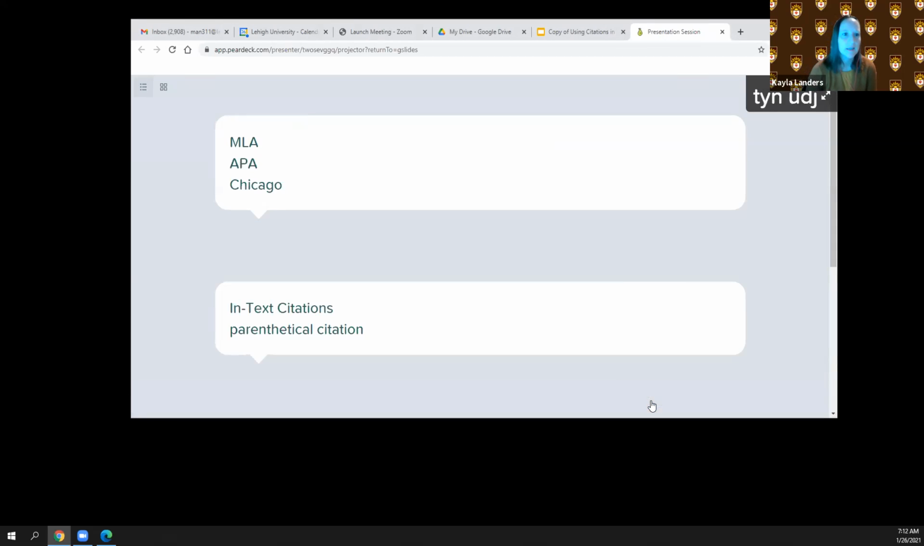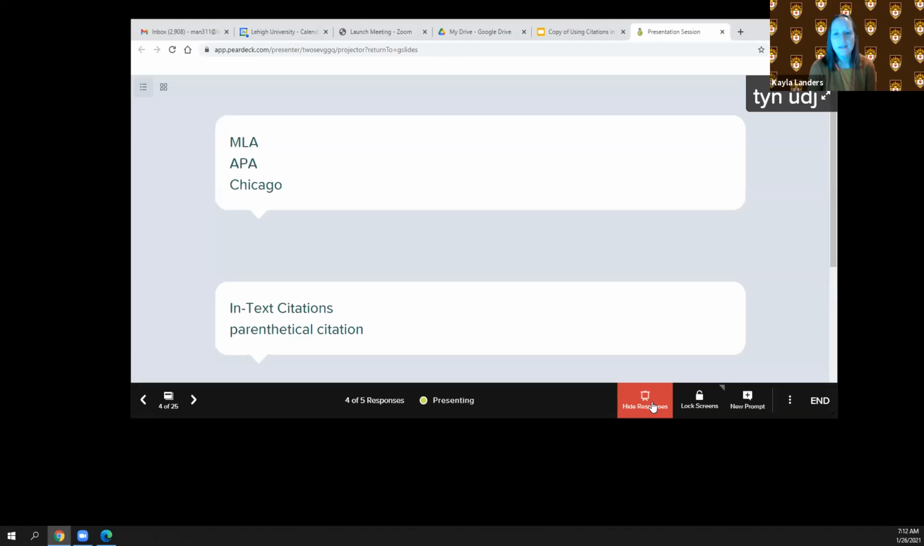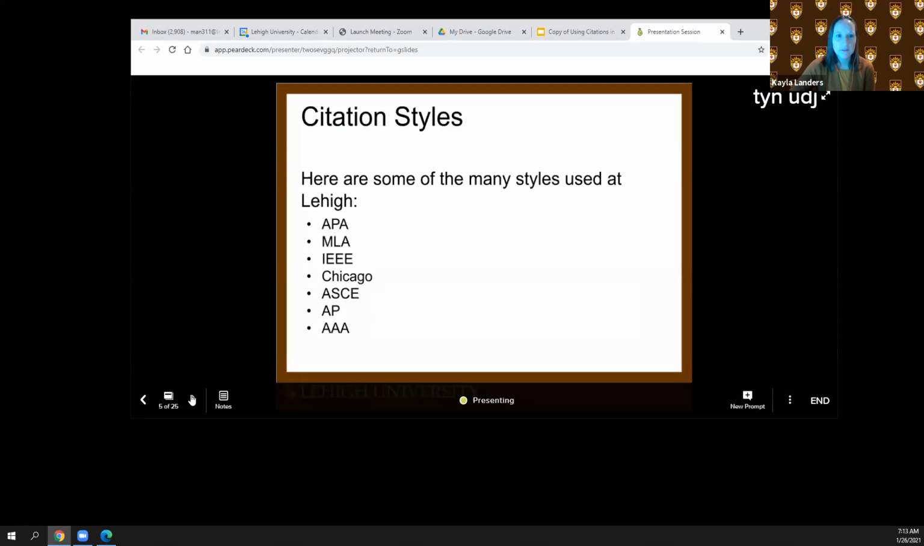Okay, so we see MLA, APA, Chicago, in-text and parenthetical. Absolutely. Those are definitely the three most common: MLA, APA, and Chicago. And yes, we have in-text citation, then we'll also talk about your references, your works cited. If you want to go ahead to the next slide, we'll show you some more of the citation styles.